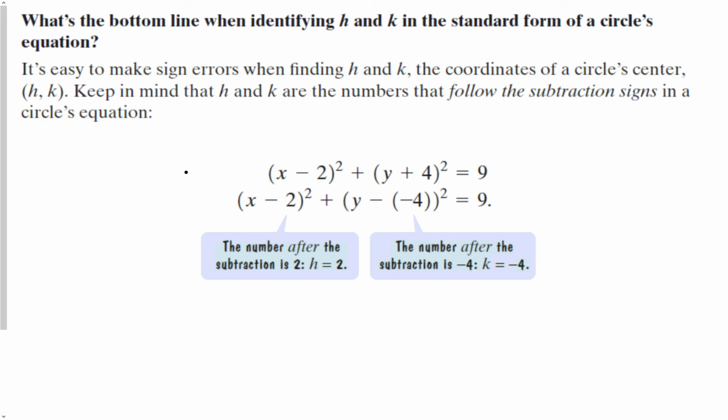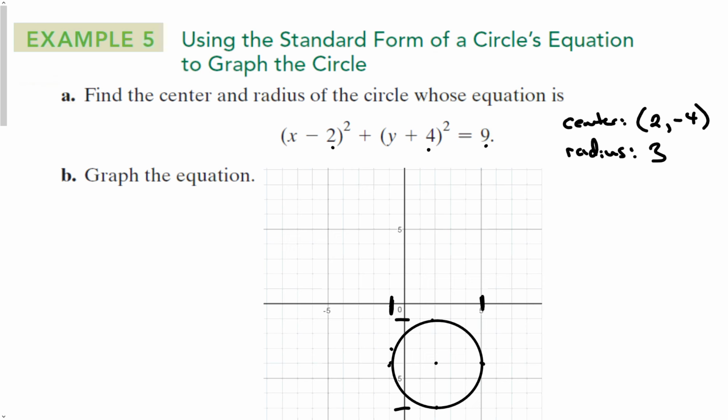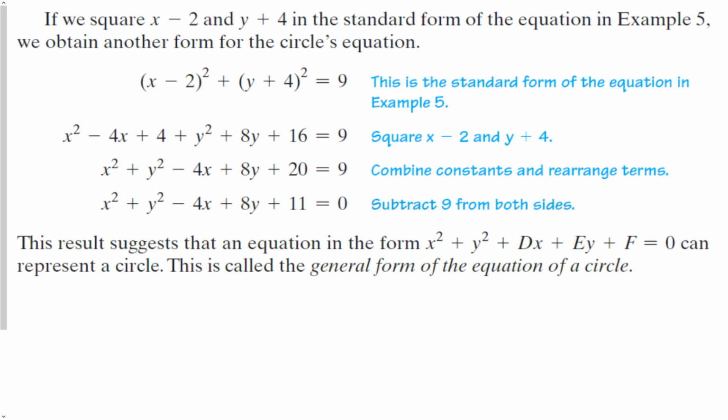Let's take this equation right here from this problem and let's change it around a little bit. So if we square these 2 terms, x minus 2 squared and y plus 4 squared, if I FOIL them out, I get x squared plus 4x plus 4, y squared plus 8x plus 16. Okay? Then I can clearly see that these two can go together to give me 20. And if I subtract 9 from both sides, I now have set this equation equal to 0.